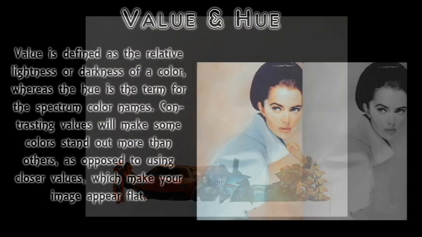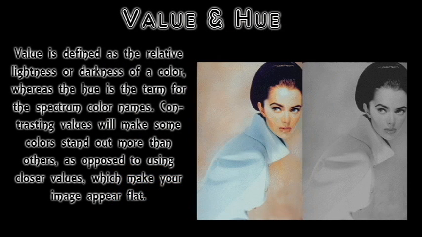Value is defined as the relative lightness or darkness of a color, whereas the hue is the term for the spectrum color names. Contrasting values will make some colors stand out more than others, as opposed to using closer values, which make your image appear flat. Notice the side-by-side comparison of the color image versus the black and white. In the black and white photo, the woman's jacket nearly blends into the background, whereas in the color photo it stands out much more against the background.